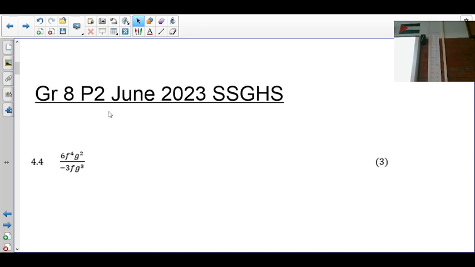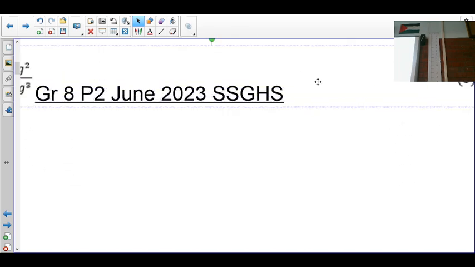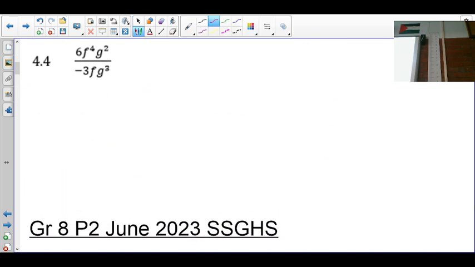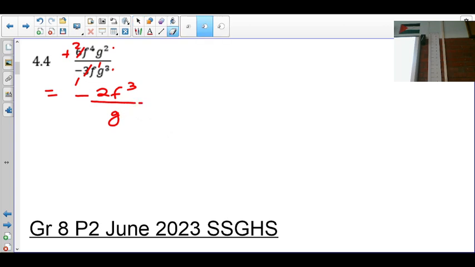People, 4.4. Let's make this a bit bigger. 4.4, what is positive divided by negative? Negative. 3 going into 3 once, 3 going into 6 twice. F to the 4 minus 1 is F cubed. And where are there more G's, on top or at the bottom? At the bottom. So it's going to be G, 3 minus 2 is 1. I don't need that 1 there. That suffices. Do you guys understand?